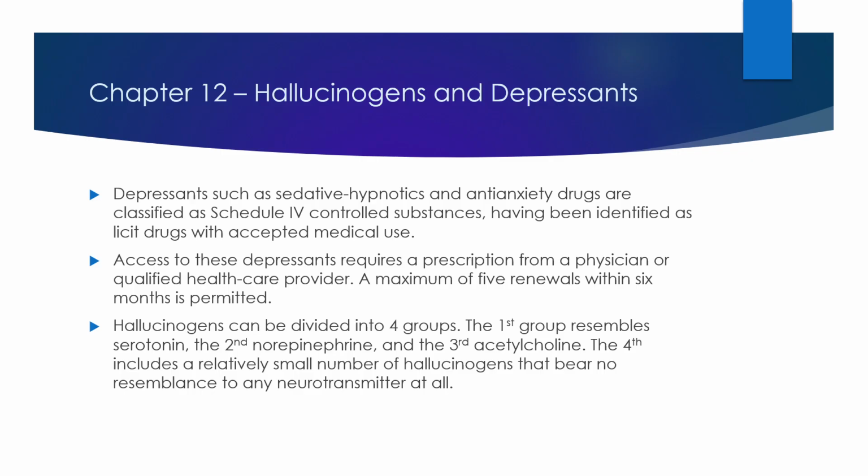So these depressants, such as sedative hypnotics and anti-anxiety drugs, are classified as Schedule 4 controlled substances. The reason they're 4 and not 1 is not because they're not serious; they're powerful drugs. But they have been identified as licit drugs, drugs that can be used legally and prescribed with an accepted medical use, for example, helping you sleep, helping you with anxiety. So that's why they get a different schedule.